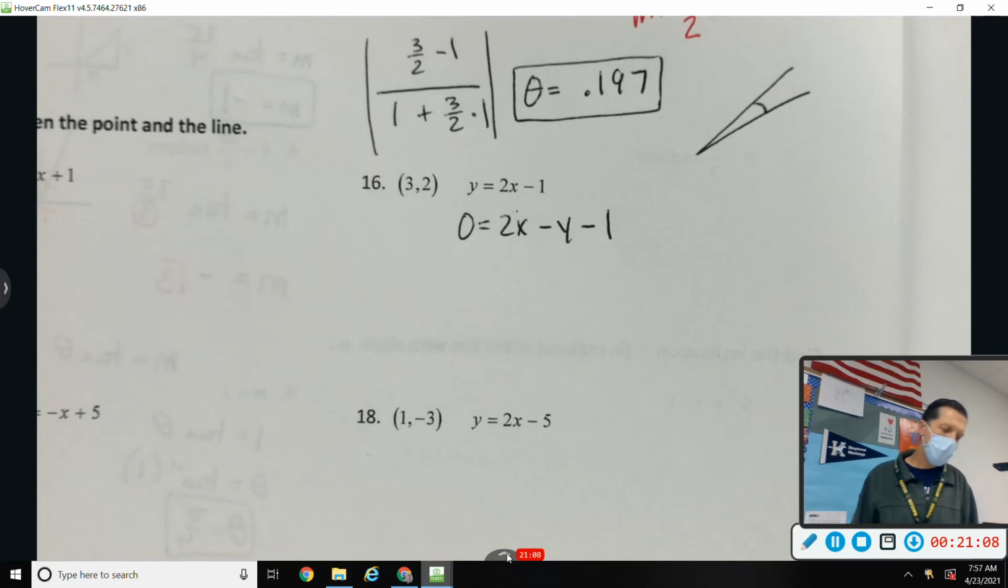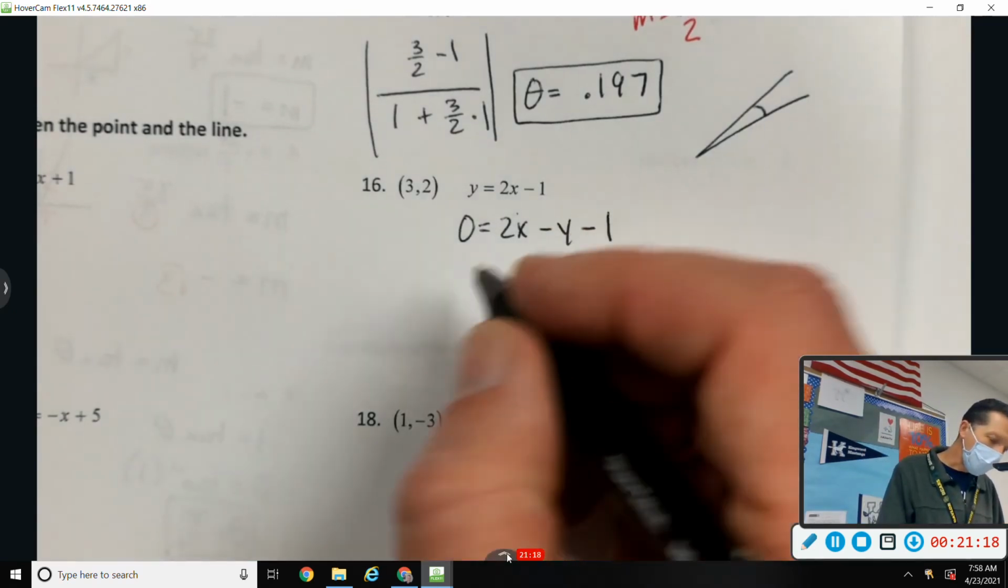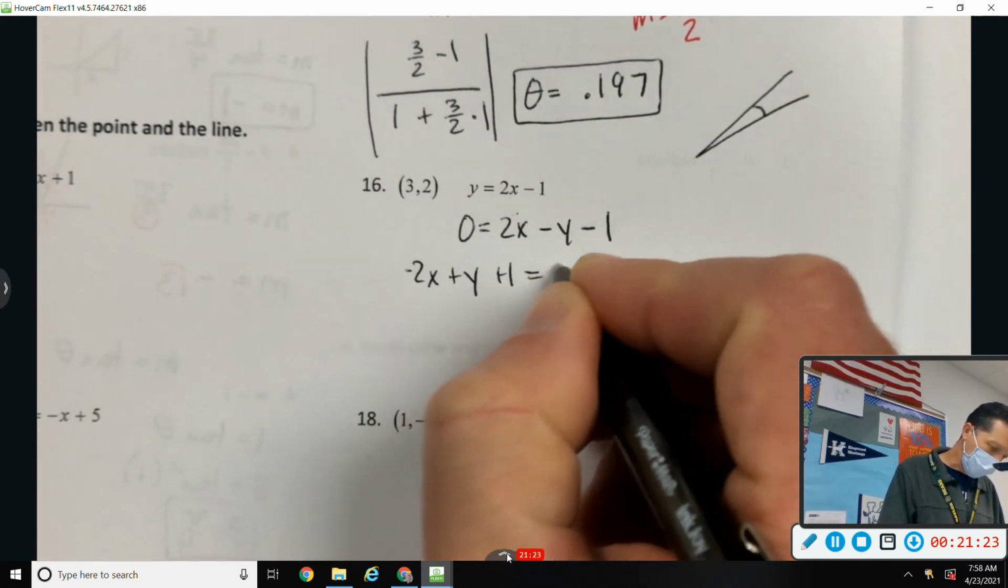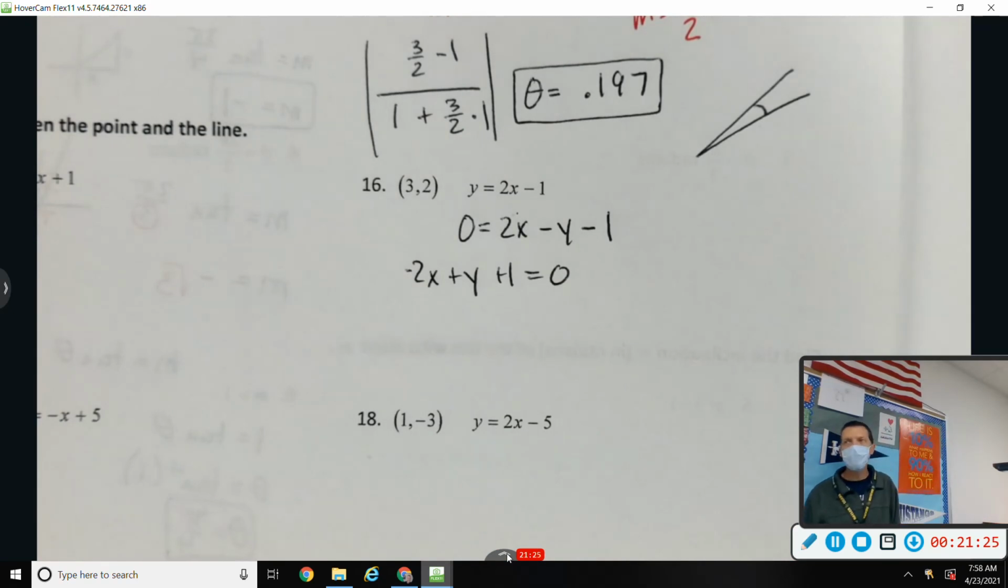Wait, should we always put it in x, y, number? Does it matter which one follows it? It doesn't matter. If you wrote this differently, if you move things to the other side and have negative 2x plus y plus 1 equals 0, that's the same thing. And if you look at the formula, it has absolute value bars on it, so if you mixed up the sign, well, you didn't mess it up. It doesn't matter. You're going to be okay either way. So I like the first one, so I'm going to use it.